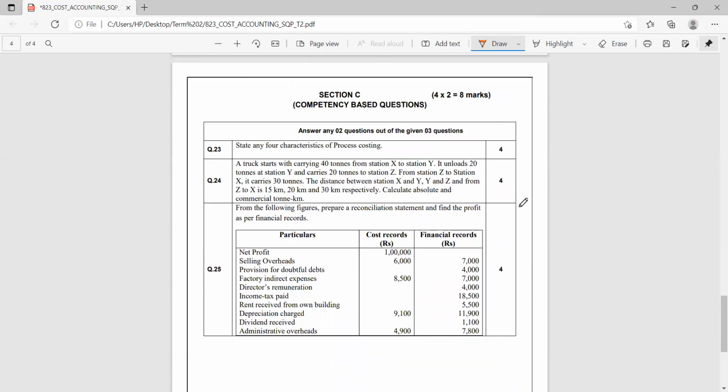Now, as far as the section C is concerned, section C is your competency based section. So here 3 questions are given of 4 marks each, out of which you answer 2. That makes it 8 marks for you for the section C.